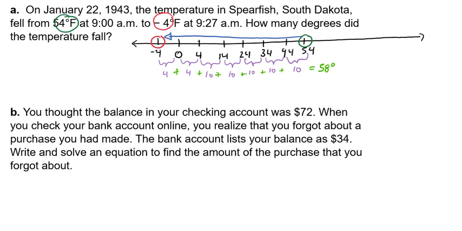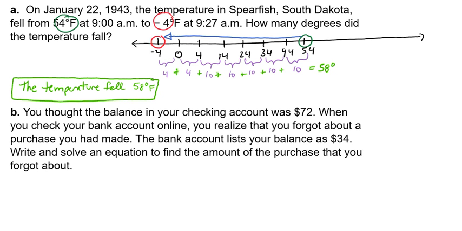So now we just need to check to see if it's reasonable. So if I'm starting at 54 degrees and I'm going to fall all the way down to negative 4, does it make sense that I would have fallen 58 degrees? I think the answer is yes. So there could have been another way that you had thought might be easier to do this problem, and it wouldn't necessarily be wrong. It's just a different way. So here we have our answer that the temperature fell 58 degrees Fahrenheit. That's a pretty big drop.